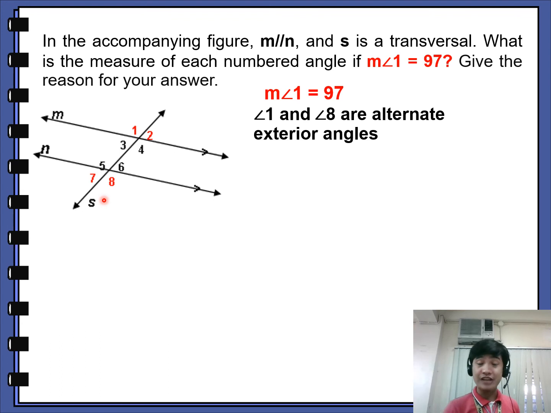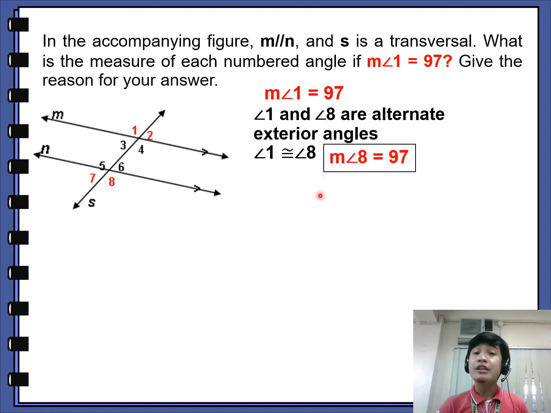Ayan, nung transversal. Ano ngayon kung alternate exterior angles si angle 1 and angle 8? We all know that the property of alternate exterior angles is that they are congruent. So as a result of this, angle 1 is congruent to angle 8. Since angle 1 is 97 degrees and angle 1 is congruent to angle 8, we can say that the measurement of angle 8 is also 97. So, ayan, may sukat na tayo kay angle 8. So, si angle 8 na yung gagamitin natin para makumpleto natin yung mga measurement ng angles dito sa right side.